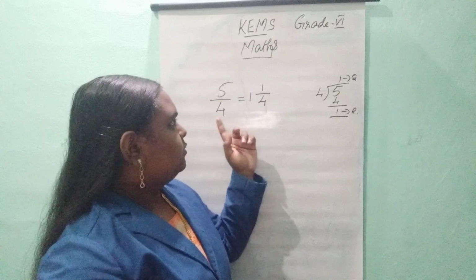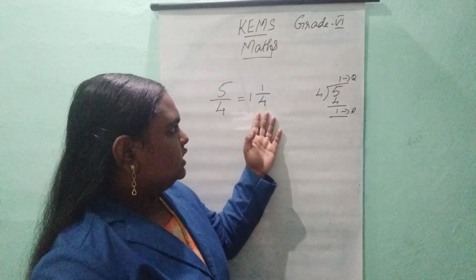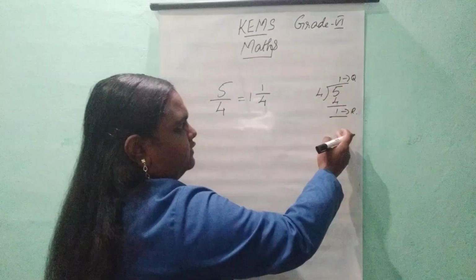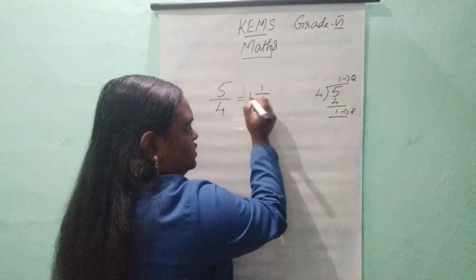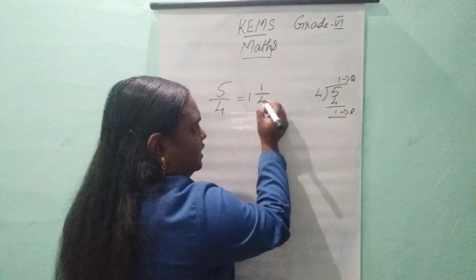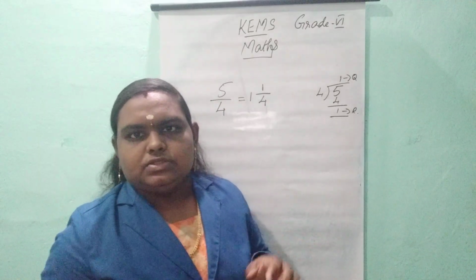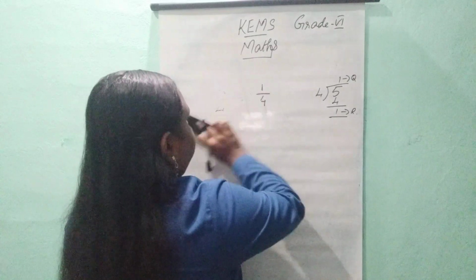This is an improper fraction that we are converting into a mixed fraction. So first you have to divide the given number, then write the quotient, then write the remainder, then write the divisor. This is the method for finding the mixed fraction.